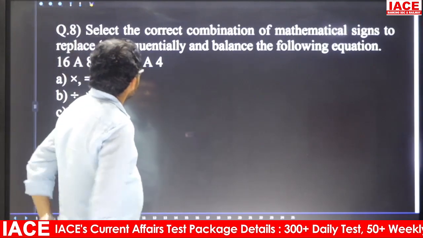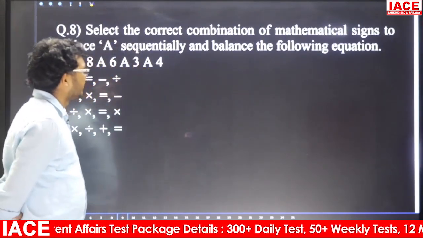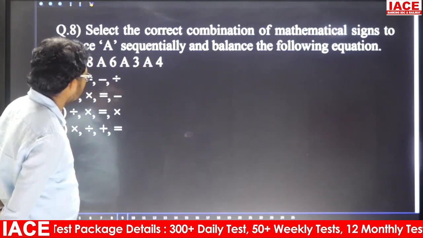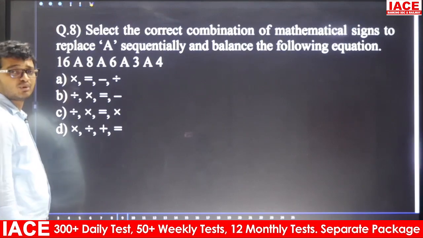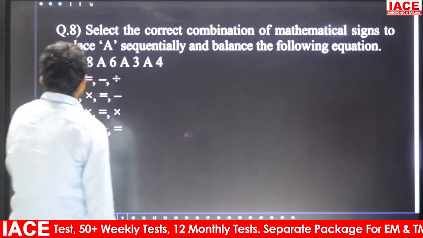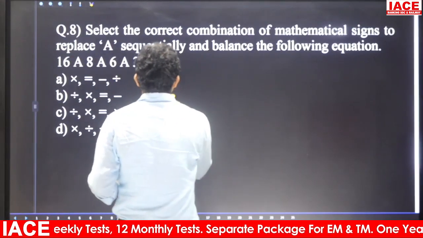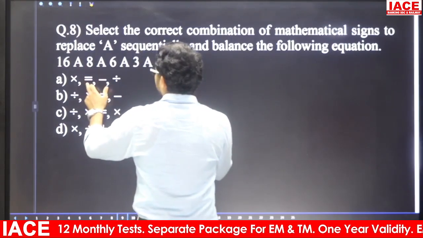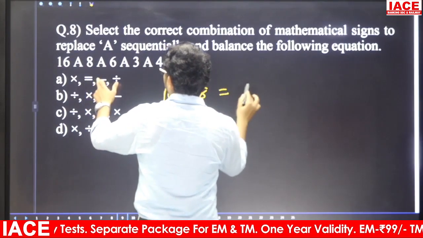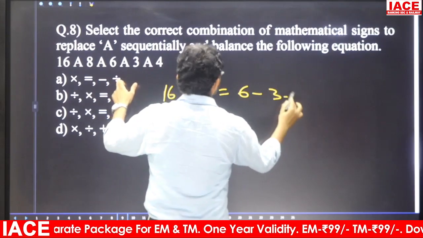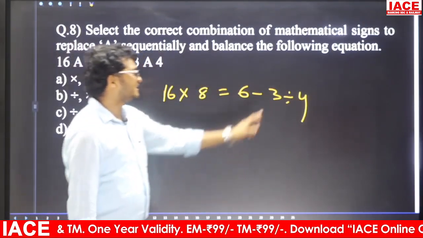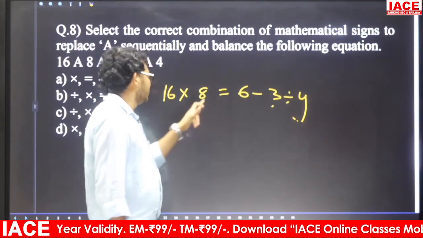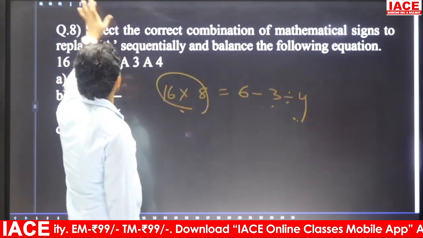Question number 8. Select the correct combination of mathematical signs to replace the A sequentially and balance the following equation. For this type of question, simply go through the options and take the first option: 16, A means into 8, next again equal to 6 minus 3 divided by 4. Friends, this one there is no chance to get equivalent. Why? Here there is a chance to get a fraction, but here we are going to get an exact value. So first option no chance.